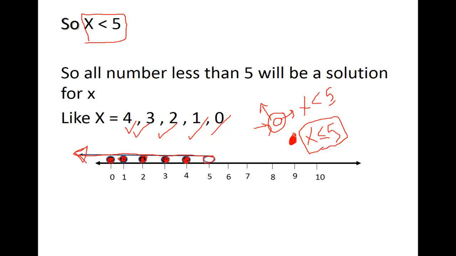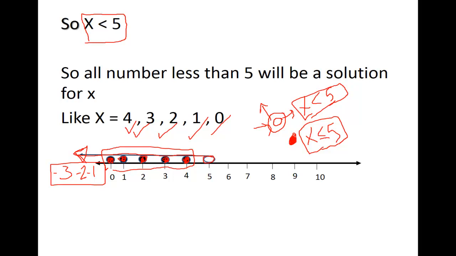This arrow means we don't have only these numbers that are less than 5, like 4, 3, 2, 1, 0. All of these numbers are correct, but all the numbers below 0 are correct also. Like here we have -1, -2, -3. All of these negative numbers are correct for x less than 5. The arrow means we don't have a limited number: -1, -2, -3, -4, -5, -6. All of these numbers are correct.